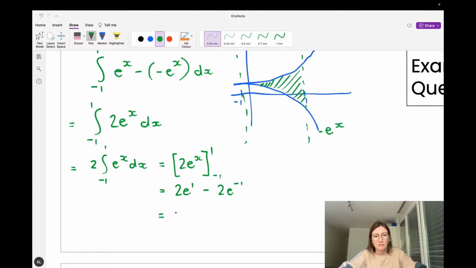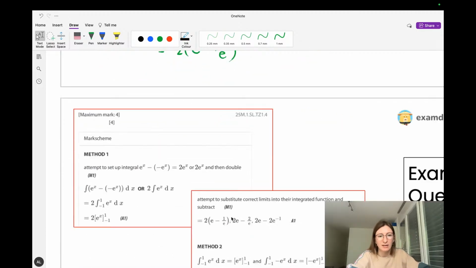And, well, 2 we can keep outside. So that would just be e minus 1 over e. You could write it, you could leave it like that. That's also fine. That minus 1 makes it go down. Factor 2 out, but either of these are acceptable. And that's as far as you can solve it. You can't go any further than that in a paper 1 with no calculator. So that would be acceptable to leave it like that.